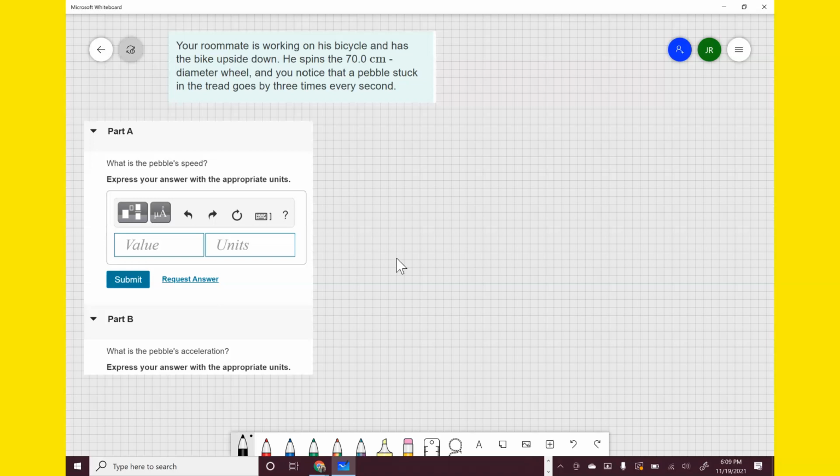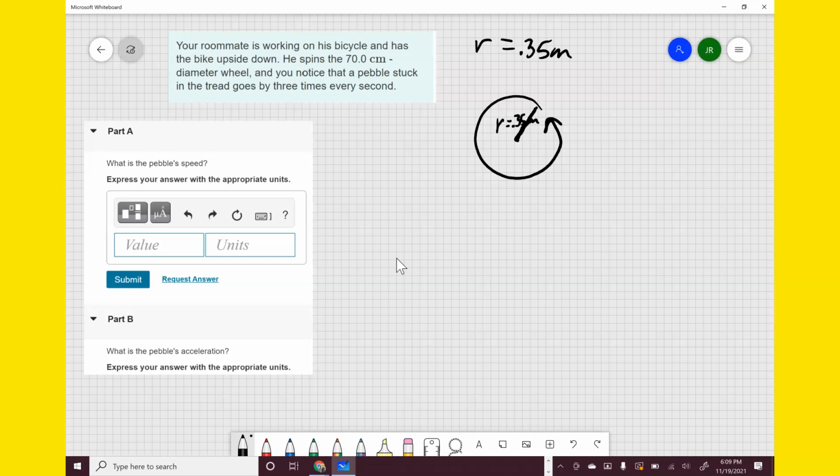We have a bicycle tire that's spinning around. There's a pebble stuck in the tread of the tire. We're talking about the circular motion of that pebble that's going around the outside part of the circle as it goes around. So the radius is given. It's actually giving me the diameter, 70 centimeters, so the radius is 0.35 meters. Let me write that better. The radius is 0.35 meters.